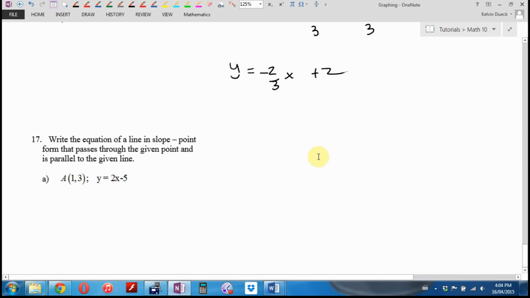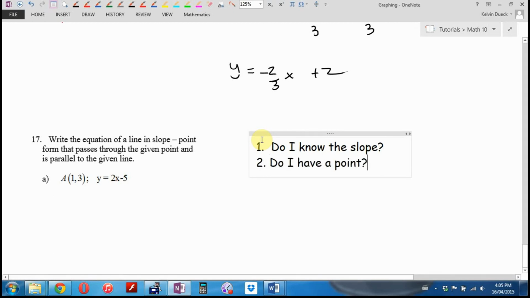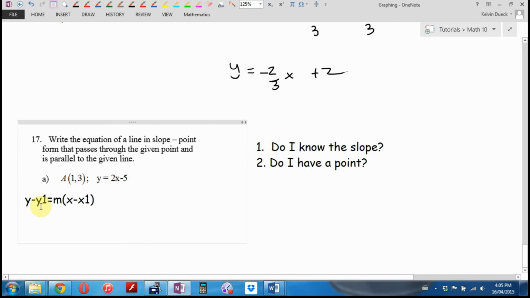Whenever I find equations of lines, I always ask myself two questions. If I don't, that's what I'm going to be looking for first from whatever information they gave me somehow. If I don't, that's what I'm going to be looking for next. After that, I can plug it into slope point form. And then if they want slope intercept, I can get the y bracket, clear brackets, and all that. So, what's the first question I ask myself?